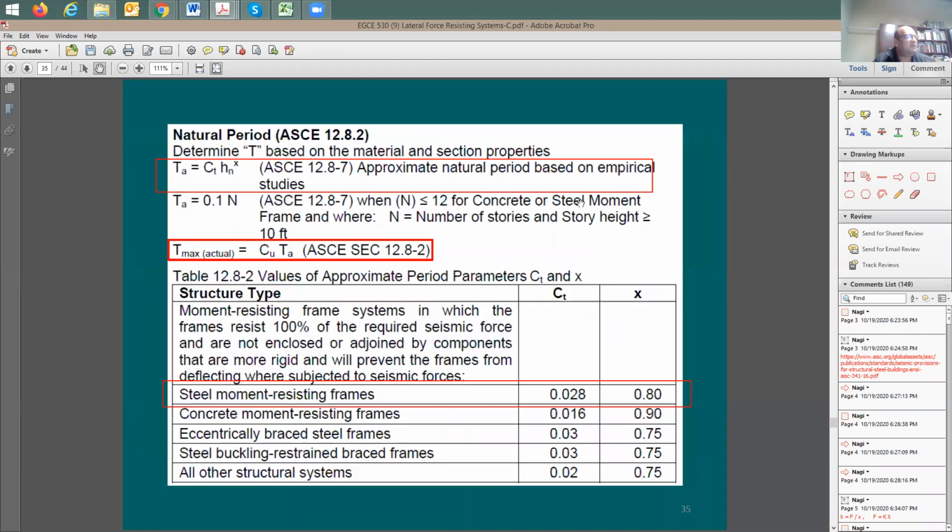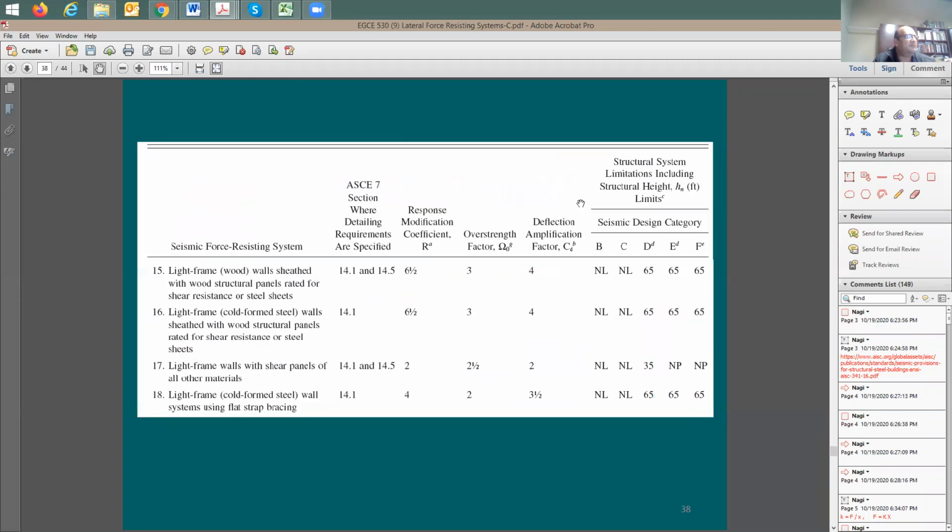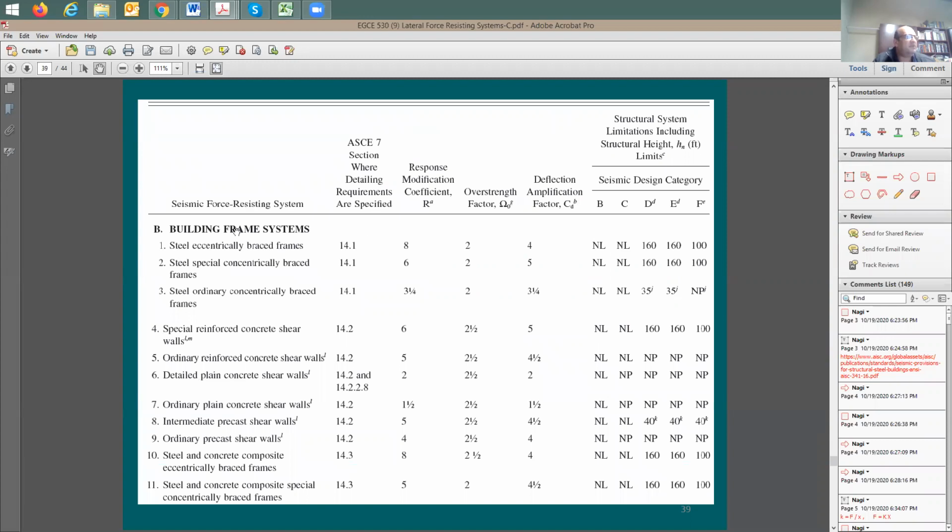So I'm going to jump here to the building frame system category. Look at the first one. It says here steel eccentric brace. You remember the eccentric brace? This is where you have the link beam. And your R factor is going to be 8. It has a limit of 160 in seismic design category D. So as you see here, usually I look at seismic design category D, and most of the buildings we do are given this seismic design category.